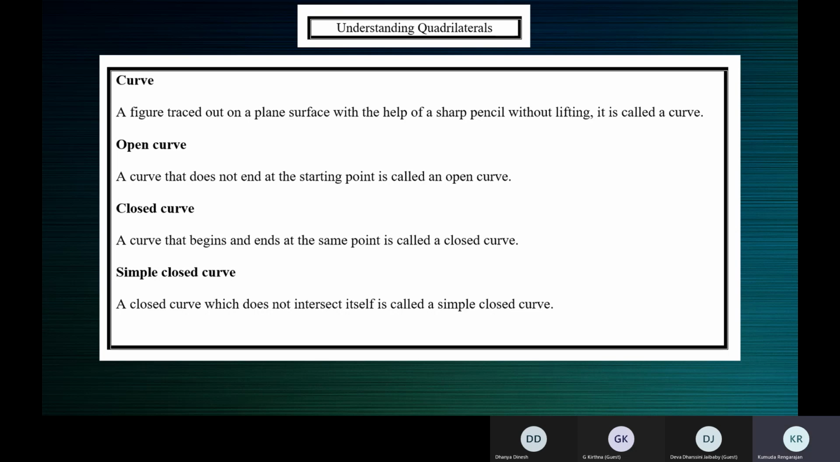But if you come back to the starting point, so you start at a place and you come back to the same place at the end of tracing the figure, it's called a closed curve. When the start point is not equal to the end point, it is an open curve. When the start point is equal to the end point, it's a closed curve.